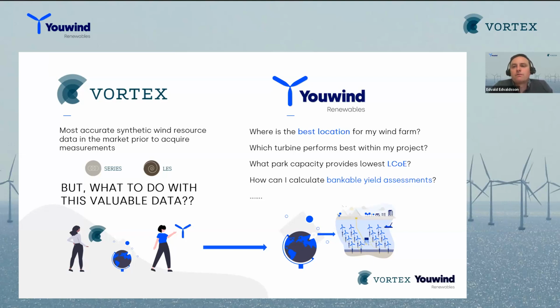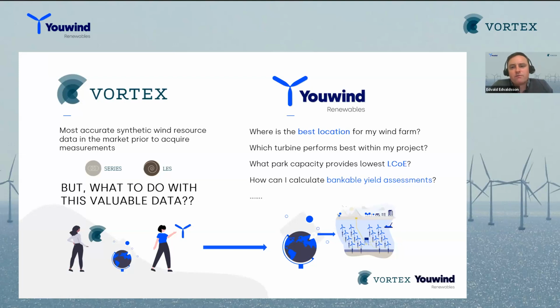Meaning, it's not enough only to look at a typical wind data set. We need to make sure that the wind data is validated, and whenever we have a measurement, how can we make sure that these measurements are long-term corrected, and keep the overall process into the layout design and the overall project development. So by using the Vortex products, we basically are assigning where's the best location for my wind farms, which turbine is performing the best, which capacity has the lowest LCOE, and how can I actually produce this bankable yield assessment.